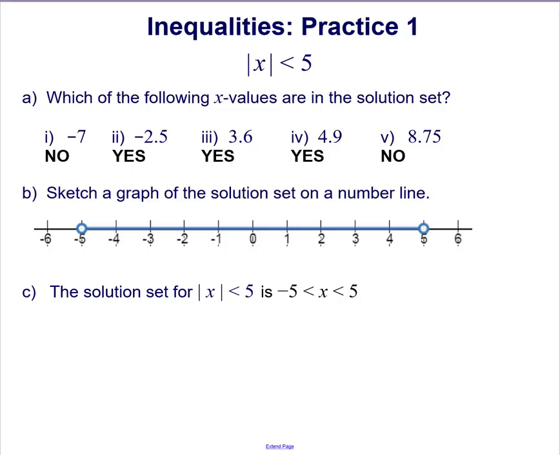So for -7, that is not a solution. -2.5 is a solution. 3.6 is a solution. 4.9 is a solution. But 8.75 is not a solution. Your graph would contain open circles on both -5 and +5, and everything covered with the blue line in between those values would be a solution. And finally, your solution set for the absolute value of x less than 5 without the absolute value would be -5 less than x, which is less than +5.